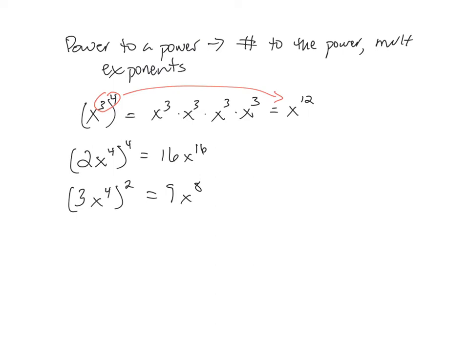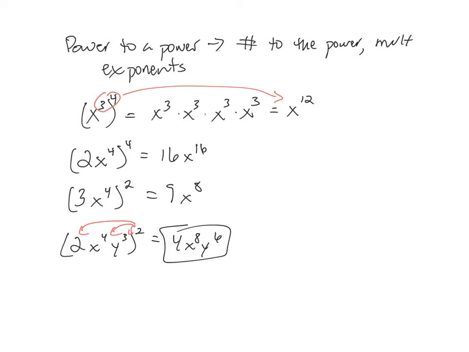I don't see anywhere they have, just to throw it out there, if we had 2x to the 4th, y to the 3rd, all squared. Well, 2 to the 2nd power is 4. Then multiply, it's like you're distributing. I'm going to do the 2nd power there, the 2nd power there, and the 2nd power there. So x to the 4th squared, 4 times 2 is 8, and then y, 3 times 2 is 6. So just do the exponent to each thing separately.